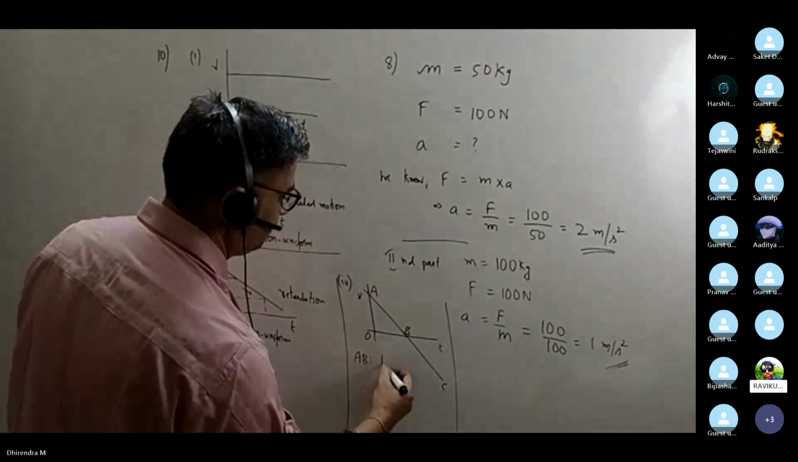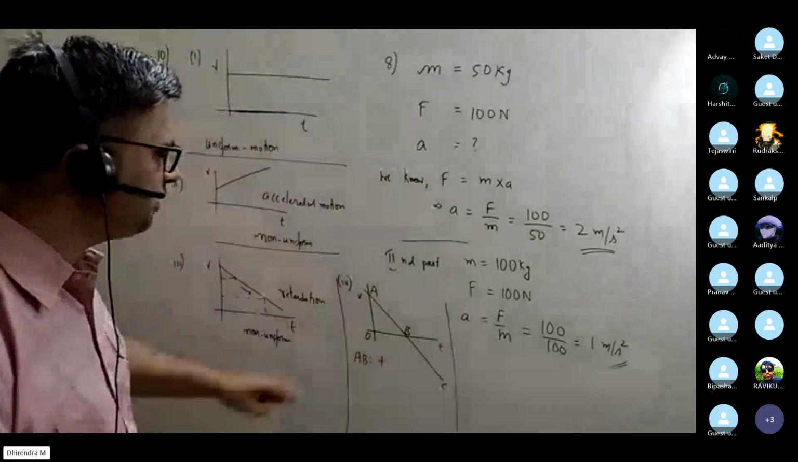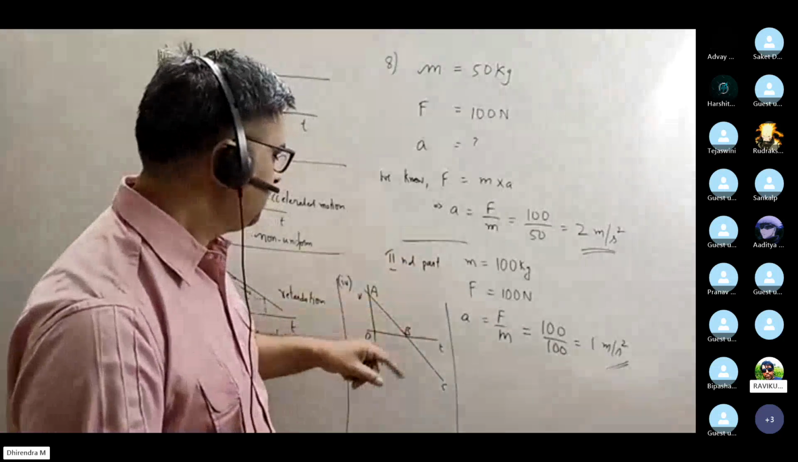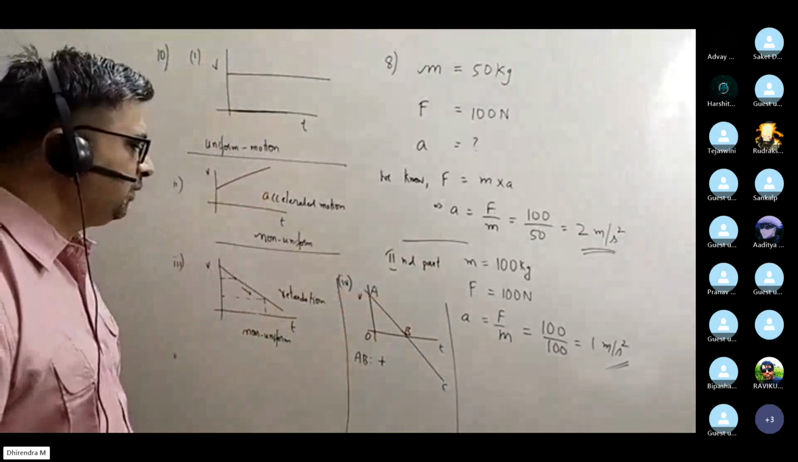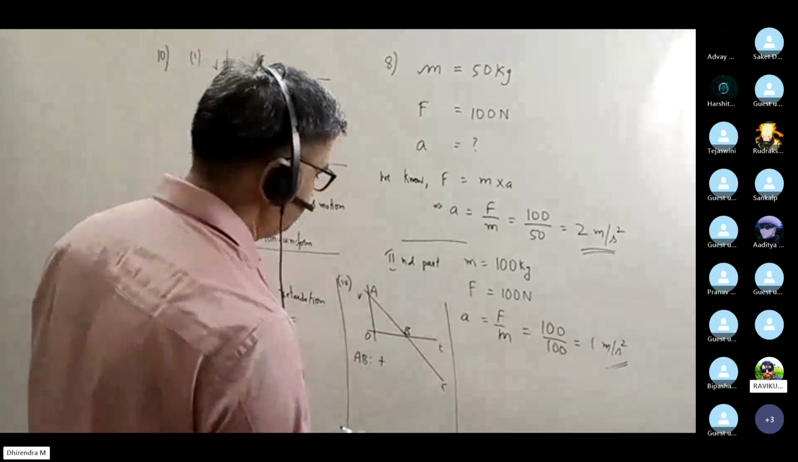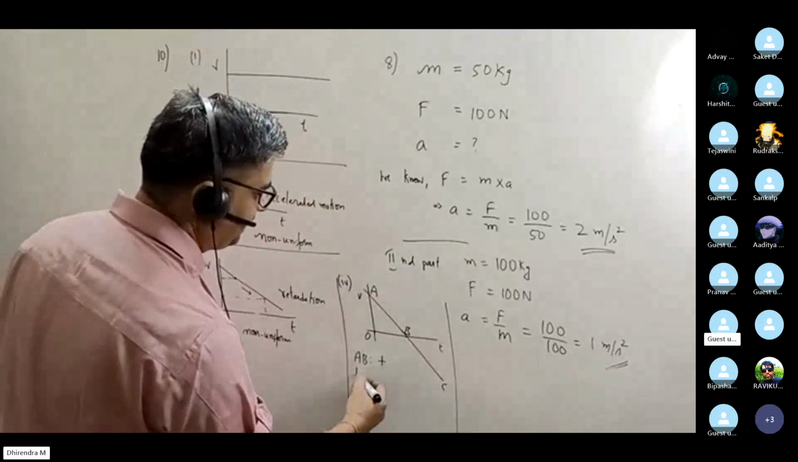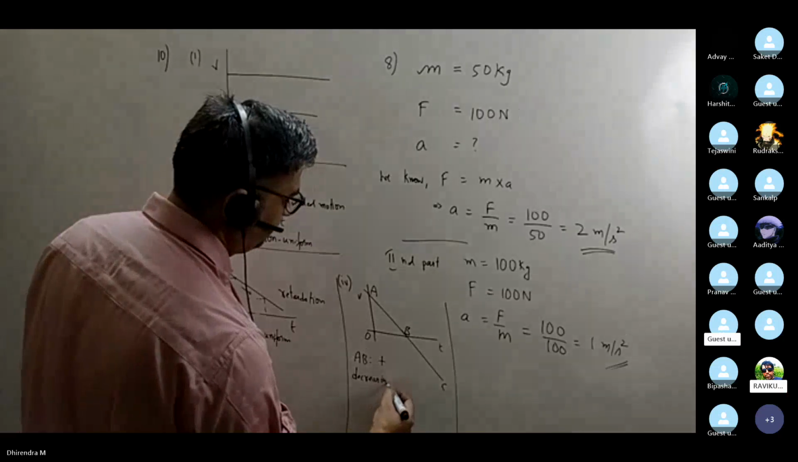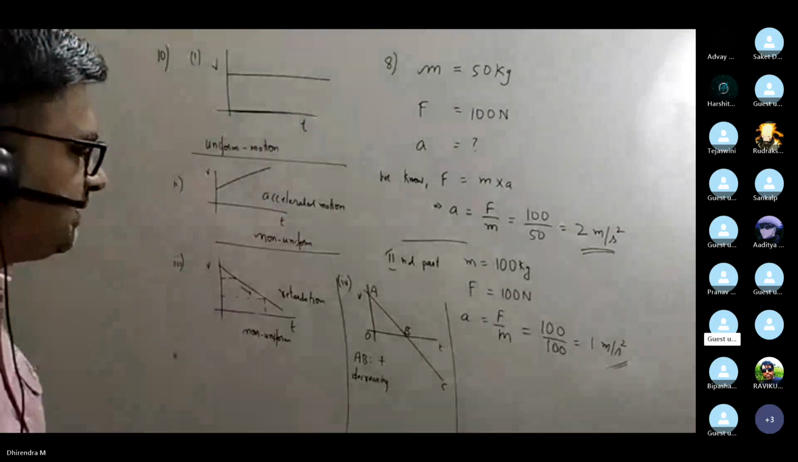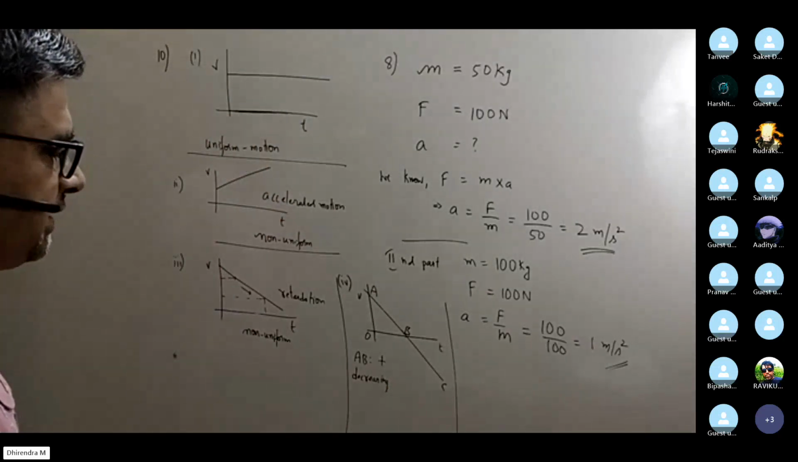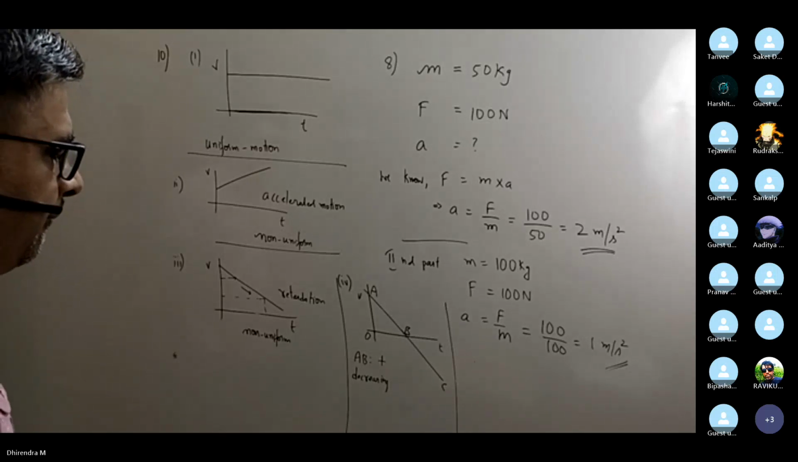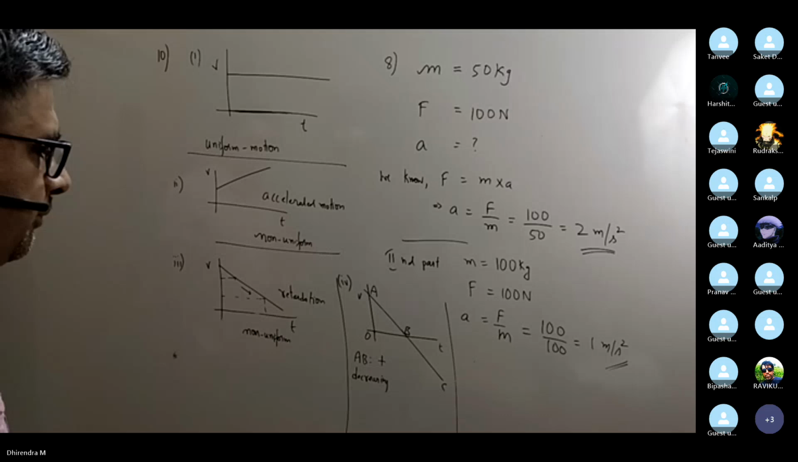Sir, negative, sir. Negative. No, it's positive. How can it be negative? From A to B, it is above the x-axis, so it will be positive. From A to B, it is positive and it is decreasing. You all agree? Yes, sir. Sir, why positive? It is decreasing. Sorry, say again. Sir, from A to B it's positive and from B to C it's negative.